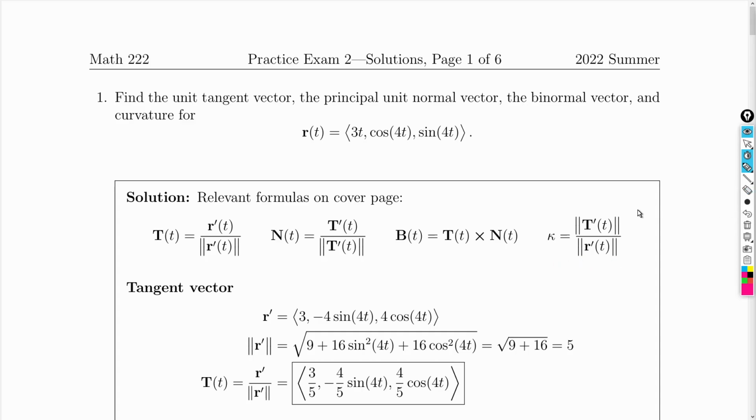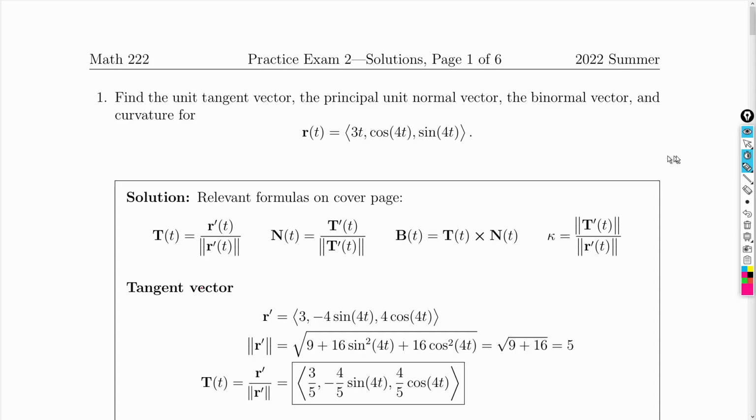You could, in theory, use the other one. I think it's r dot r prime, or maybe it's the first derivative cross the second derivative divided by some magnitude. That one is possible to use, but because along the way you're already computing t prime, it makes sense to use this formula. Okay, so let's take a look at this.